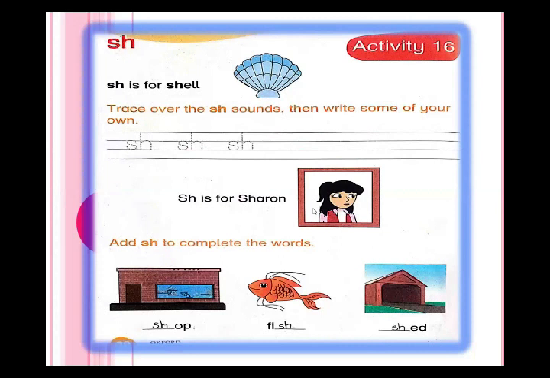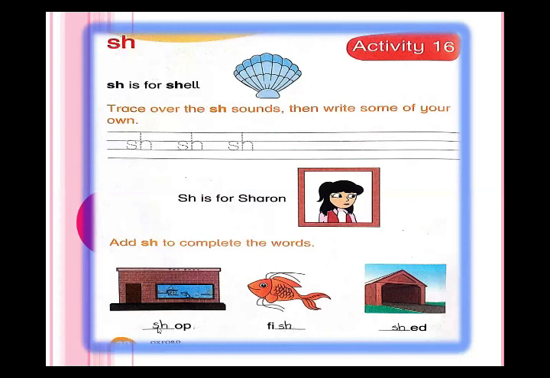Now come down. Here is another caption. We will read and add sh to complete the words. You have to write. First picture is a toy shop. What is it? It is a toy shop. Here is a blank. The word is not complete. We will put here the sh sound. Sh for shop.